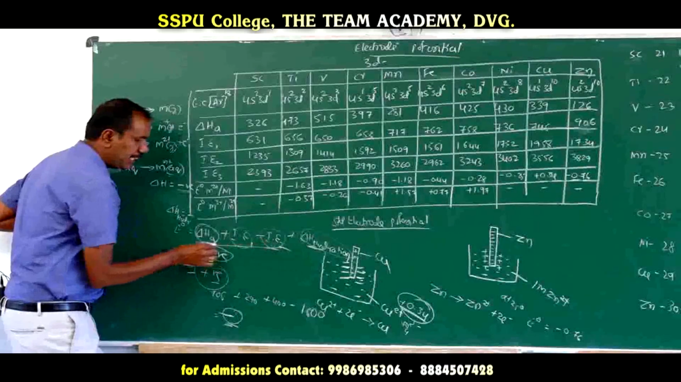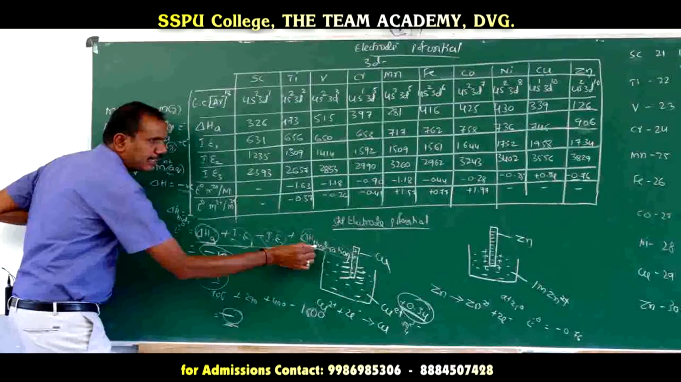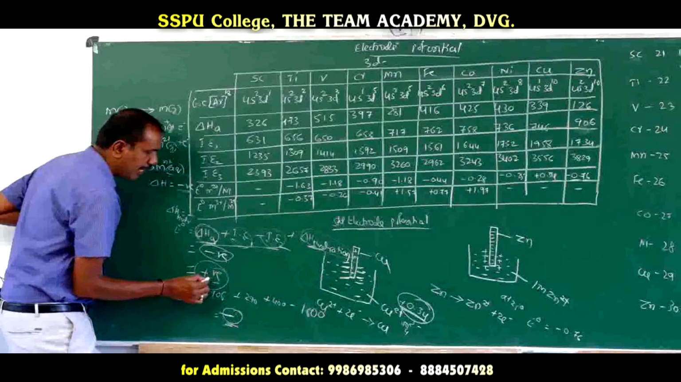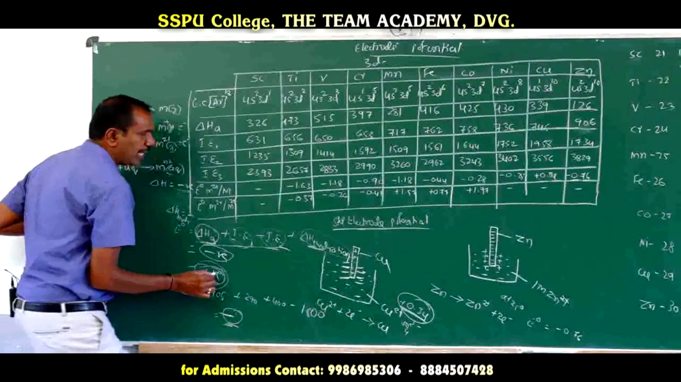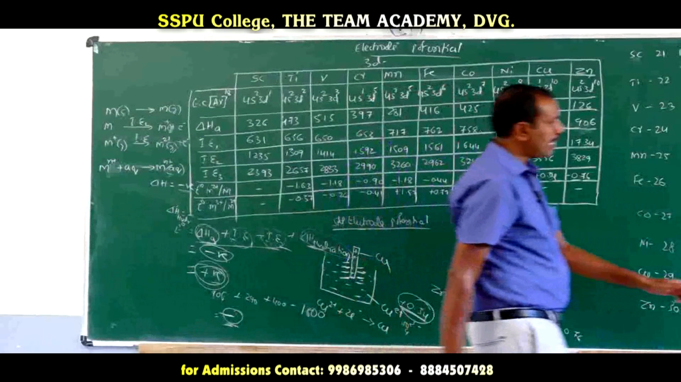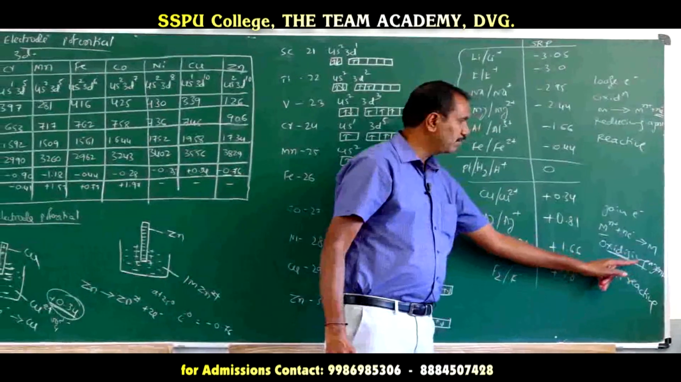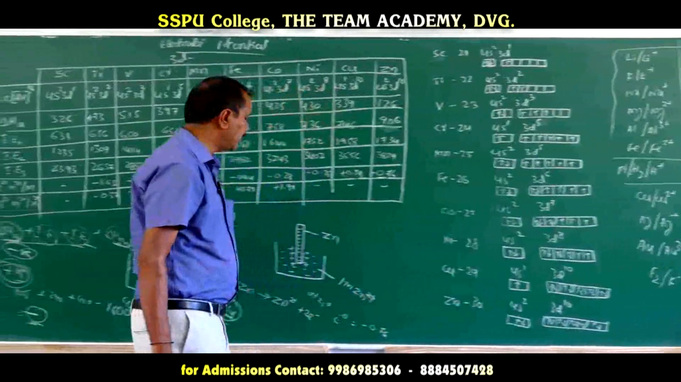Okay? If these three values are more, but this is less, then finally we can get the value of what? Positive. If the value is positive, then it is a less reactive element, meaning it acts as a good oxidizing agent.